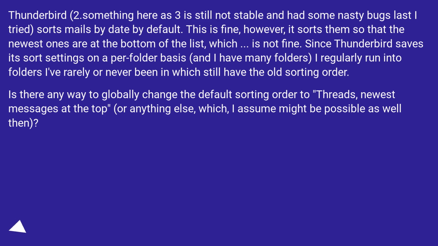Since Thunderbird saves its sort settings on a per folder basis, and I have many folders, I regularly run into folders I've rarely or never been in which still have the old sorting order. Is there any way to globally change the default sorting order to threads, newest messages at the top, or anything else, which I assume might be possible as well then?